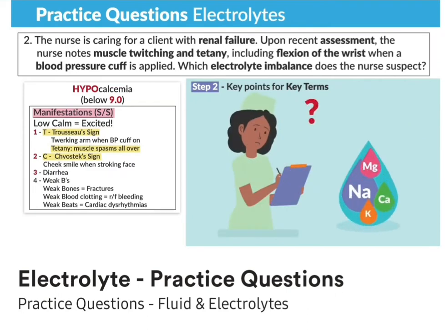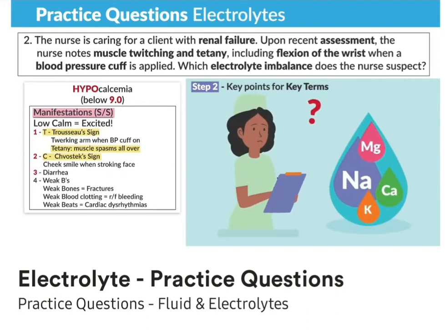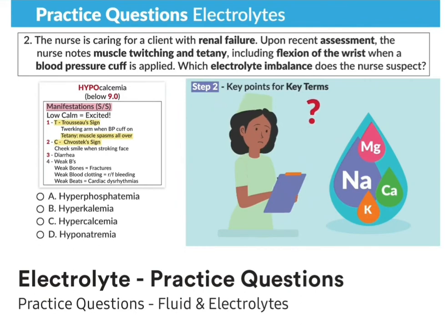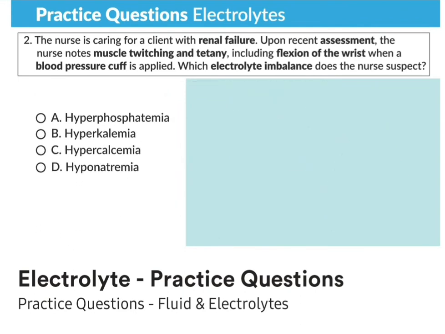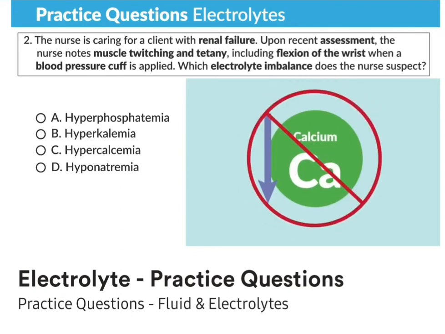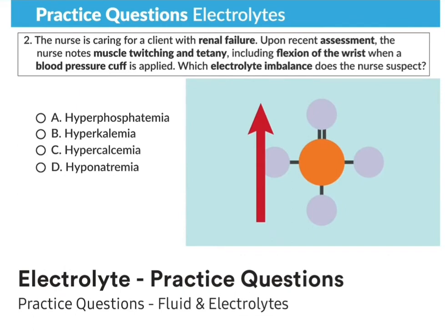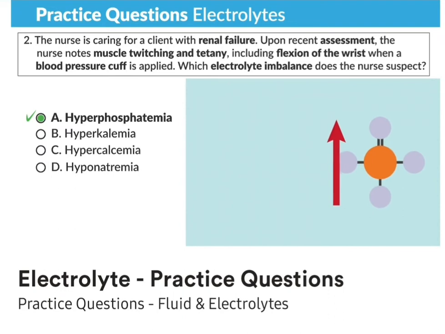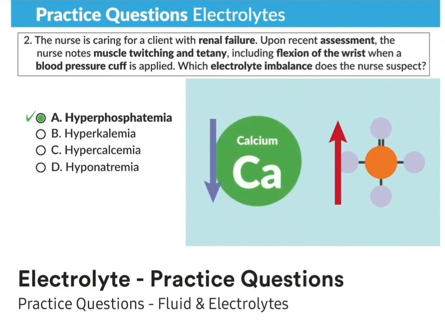Now the question is asking for which electrolyte imbalance does the nurse suspect? So let's look at the options here. Well, we're looking for hypocalcemia, right? That low calcium. But we can't really see it on the answer options. But we do see high phosphate, that hyperphosphatemia in option A. So this must be the correct option. Now, this was really tricky, but it's correct. Because as you know, when calcium is low, then phosphate is high. And these two have an inverse relationship. So it basically suffices for hypocalcemia in this case.